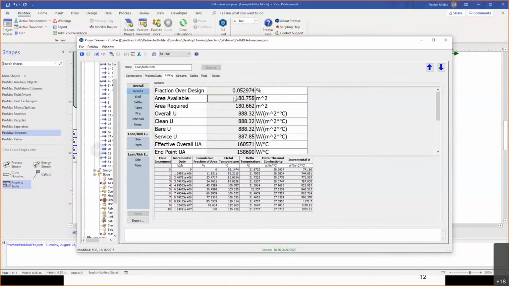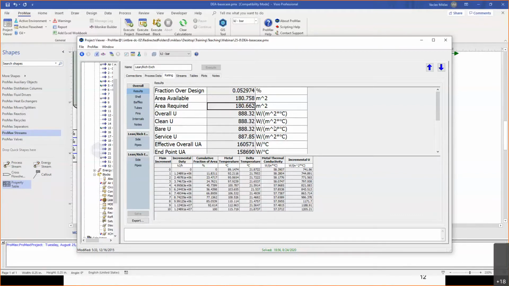So this comes from the geometry. And it is also able to calculate the area required. This comes from the heat transfer equation. So you basically have Q dot equals U times A times delta T, which is the heat duty equals the overall heat transfer coefficient times area times the mean temperature difference. And from this equation, you're able to express the area required.